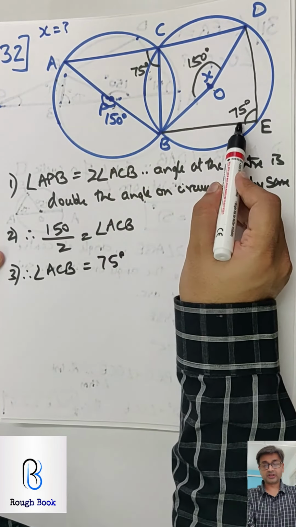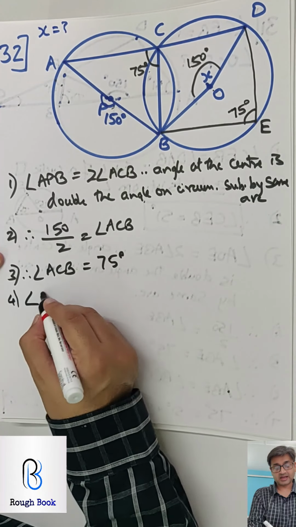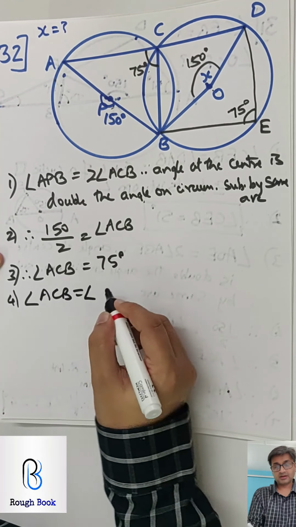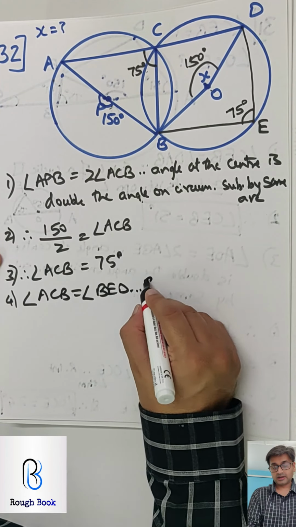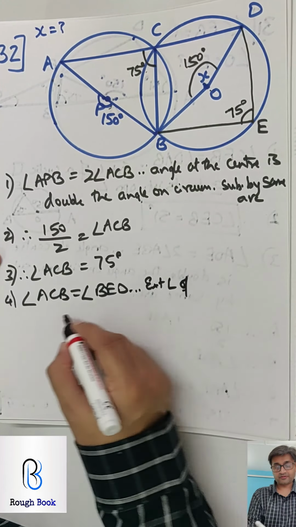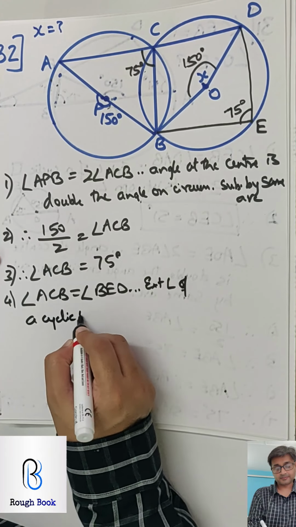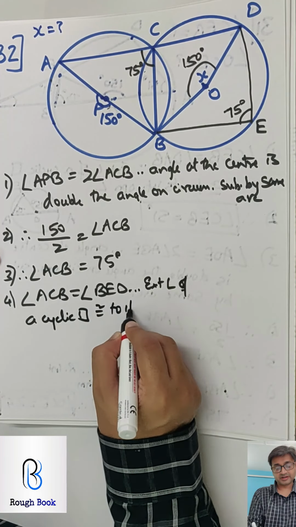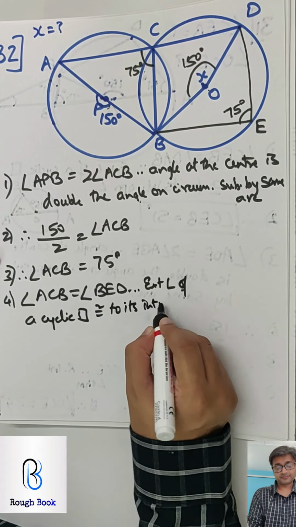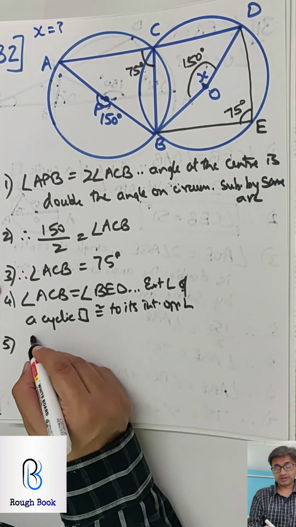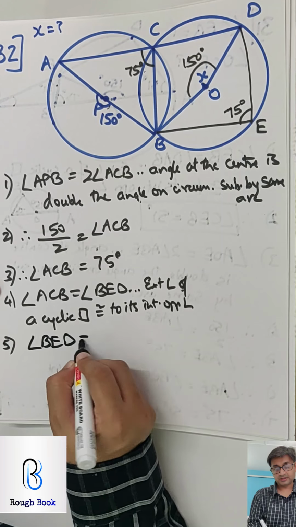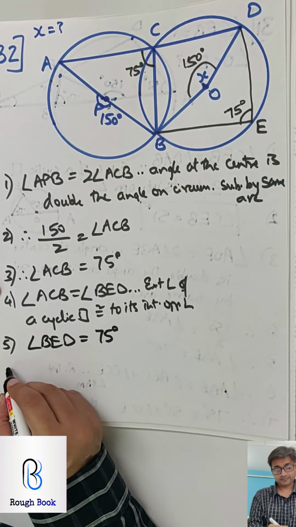Now from here we will reach here. So directly I will say angle ACB is equal to angle BED. Exterior angle of a cyclic quadrilateral congruent to its interior opposite angle. I am writing and stating these statements again and again so you listen and at least you start learning them, okay? So ACB equals to BED, so BED is also 75.